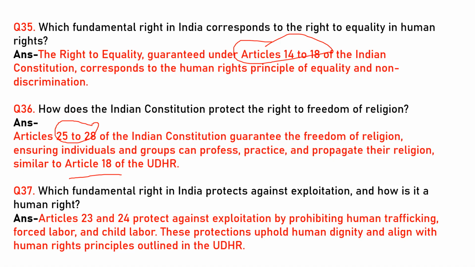Which fundamental right in India protects against exploitation and how is it a human right? Articles 23 and 24 protect against exploitation by prohibiting human trafficking, forced labor and child labor. These protections uphold human dignity and align with human rights principles outlined in the UDHR.